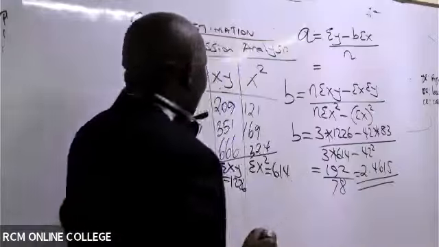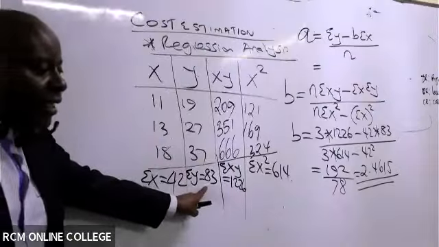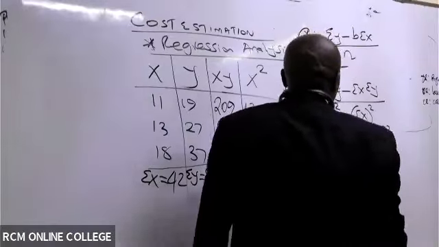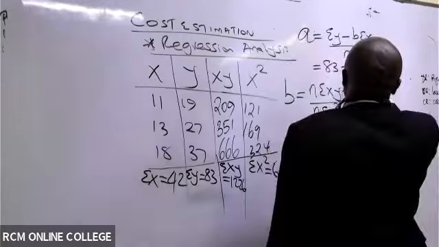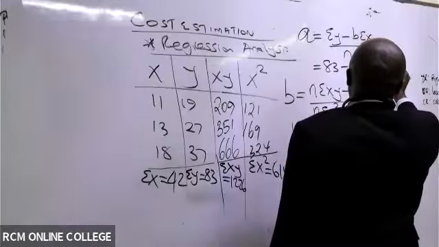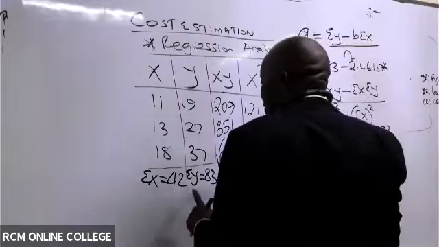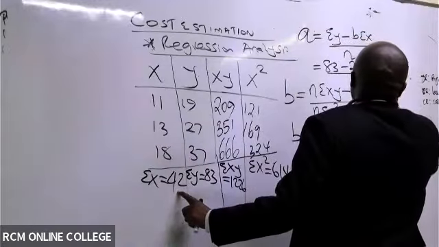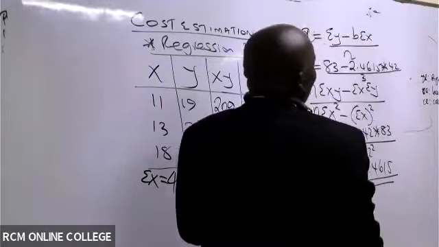Summation of y, I already have it. It is 83. So 83 minus b, which is 2.4615, times summation of x. Summation of x is 42. Whatever answer I get, everything will be divided by 3.